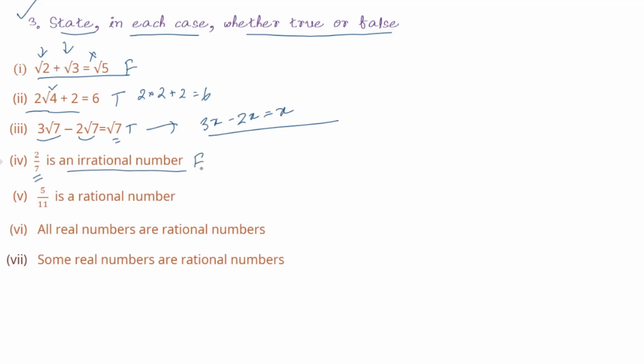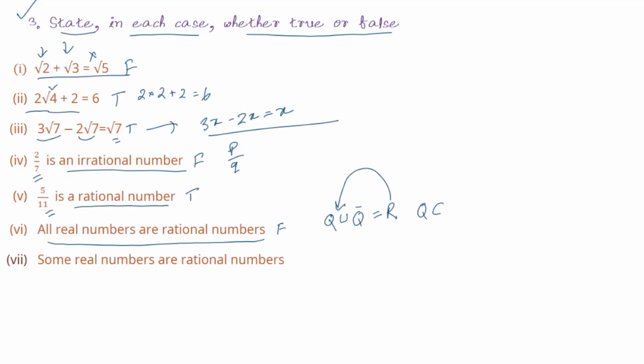2 upon 7 is an irrational number. This is false because this can be expressed in the form of p upon q, the rational form. 5 upon 11 is a rational number. This is true, in the form of p upon q. All real numbers are rational numbers. This is false. The union of rational and irrational numbers is real numbers. So all real numbers are not rational numbers.